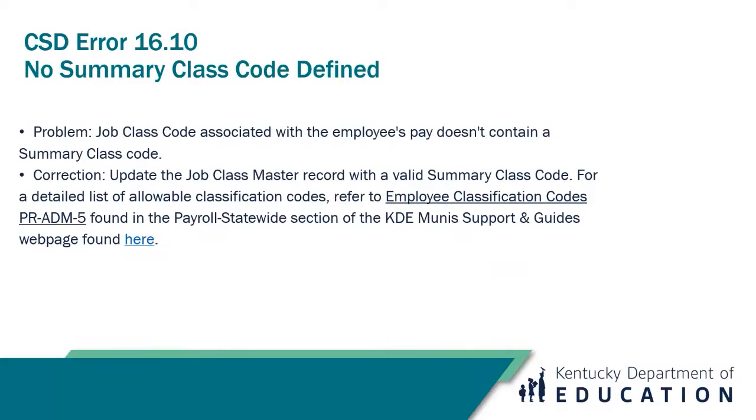So CSD Error 1610, no summary class code defined. The problem here, job class code associated with the employee's pay doesn't contain a summary class code. The correction, you'll update the job class master record with a valid summary class code. And again, if you need any detailed classification codes, you have the link to those found in the presentation, and also a link for our KDE Munis support guides.